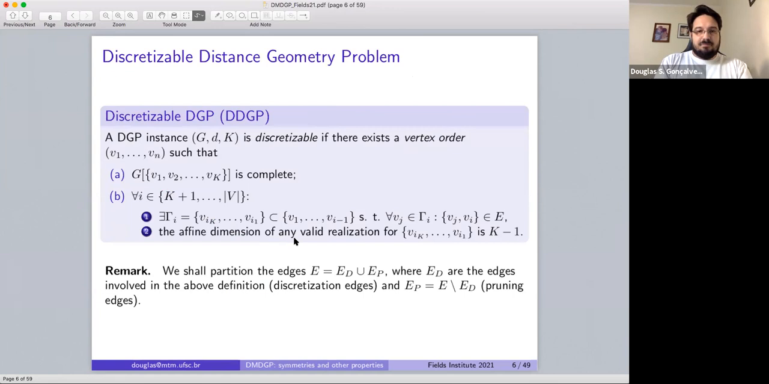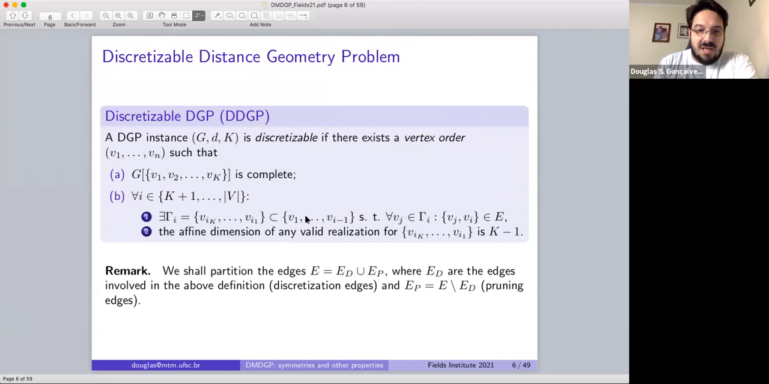So based on these ideas of k minus one iteration, I now define what we call the discretizable distance geometry problem. We say that a distance geometry problem is discretizable if there exists a vertex order such that the first k vertices in this order form a clique, as I said before. And for each vertex from index k plus one to index n, or the cardinality of V, the vertex v_i must have at least k adjacent predecessors. So this ugly expression here just means that v_i must have at least k adjacent predecessors.